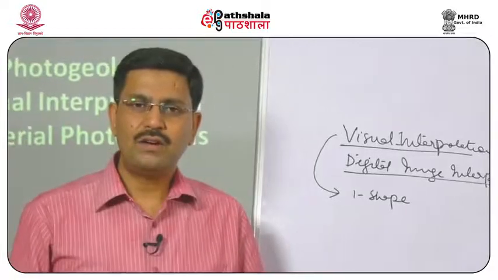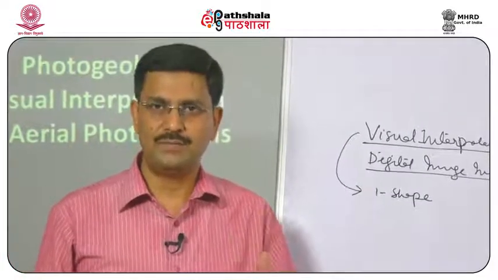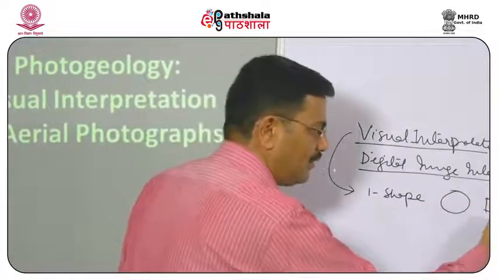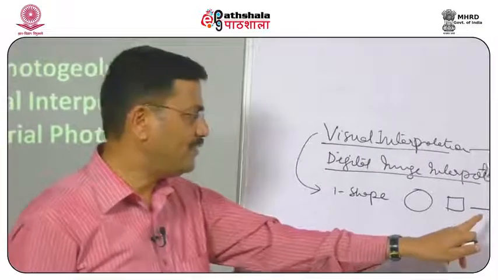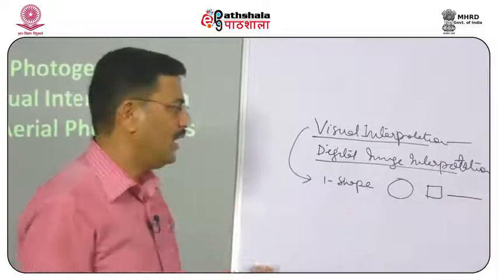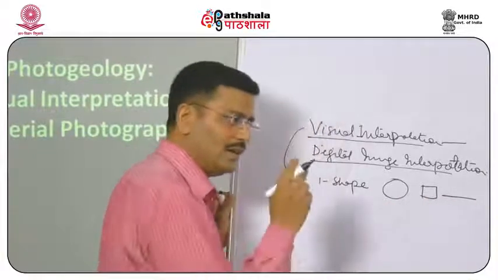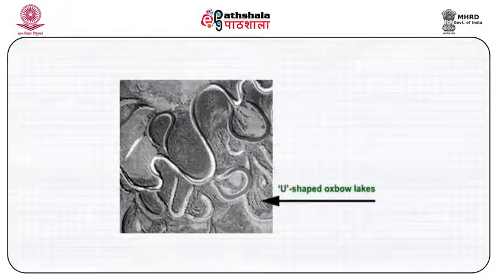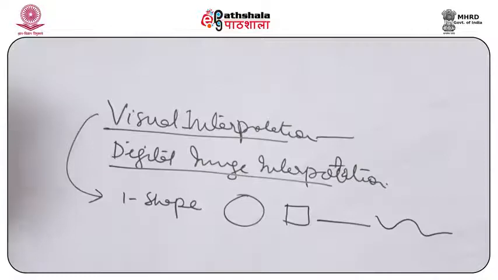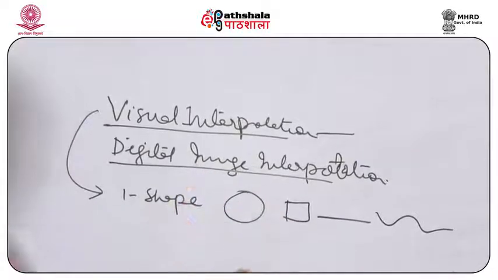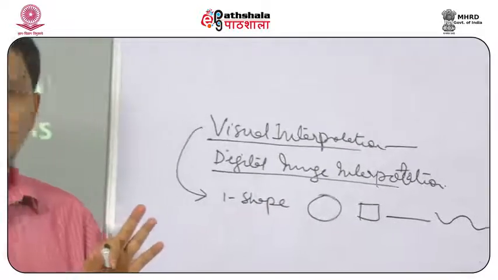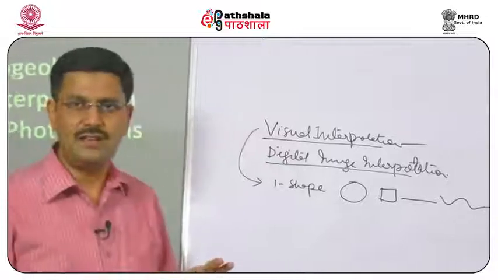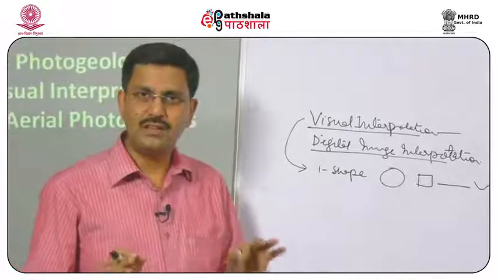Shape means what is the shape of a particular object, whether it is circular, rectangular, or linear. For example, if it is a road, then it could be linear. If it is straight, that means it is a road, but if it is linear but curved like this, then we can say that it could be a river. So, based on the shape, we can separate different objects differently. Within the linear, we can separate road and river very easily, right. So, this is one image interpretation element.